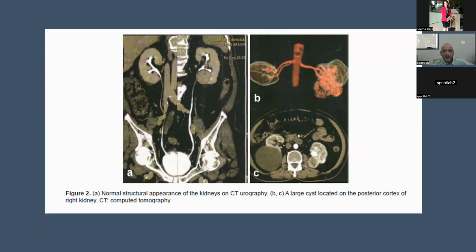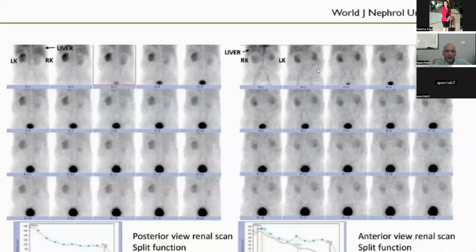And then he said that there is a large cyst on ultrasound, which is in the posterior cortex of the right kidney. So I said, that can definitely attenuate the photons and underestimate renal function. So please let me repeat the scan on another day. We repeated the scan in the anterior view. This is the posterior view, and that's the anterior.